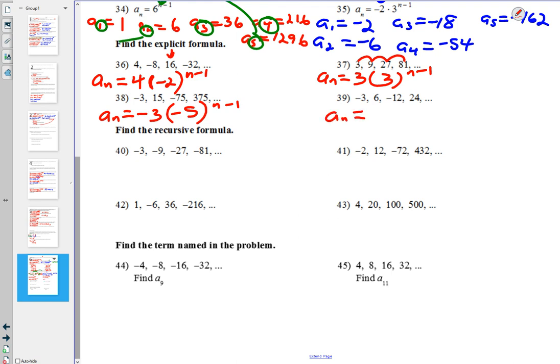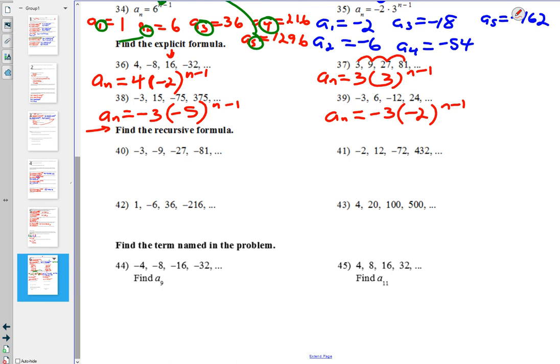A sub n is equal to, what's the first number you see on 39? -3. What's the common ratio here? Not 2. Close. -2. Power of n-1. So now if I were to ask you, Nakai, on number 39, what would the 50th number be? What could you do? Yeah, plug in 50. You can plug into explicit formulas. You can't plug into recursive, which is coming next.